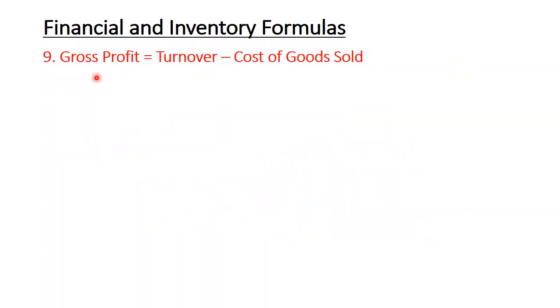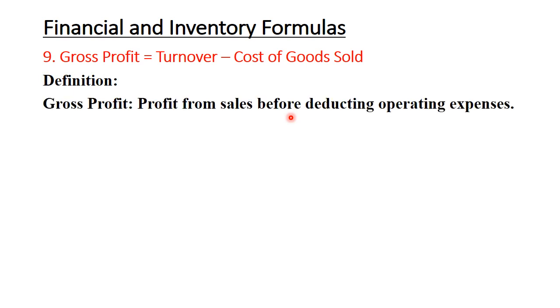Next, we look at gross profit. So gross profit is turnover minus cost of goods sold. Okay, so the key definition is, the first, of course, is gross profit, which is profit from sales before deducting operating expenses.